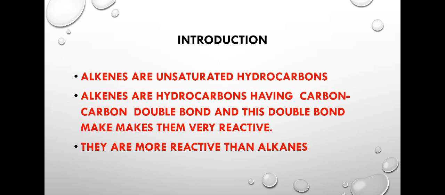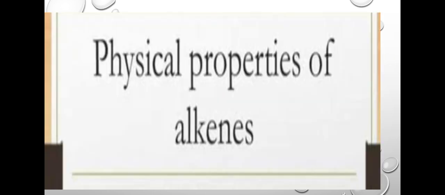See the introduction. Alkenes, as you know, are the unsaturated hydrocarbons. Alkenes are hydrocarbons having a carbon-carbon double bond, and this double bond makes them very reactive. Even this double bond makes them more reactive than alkanes. See the physical properties of alkenes.